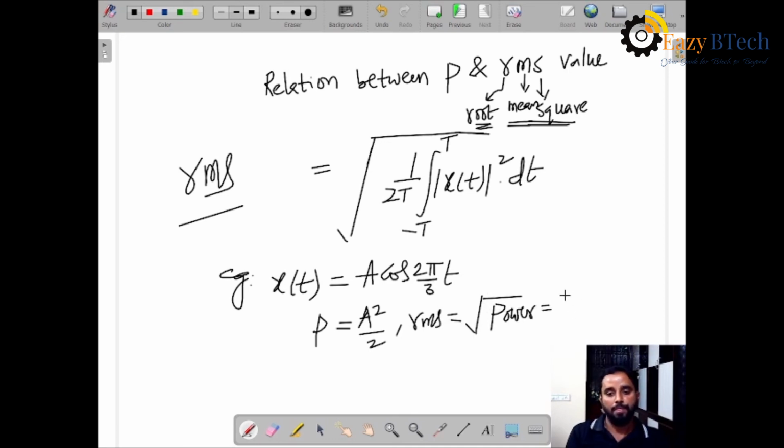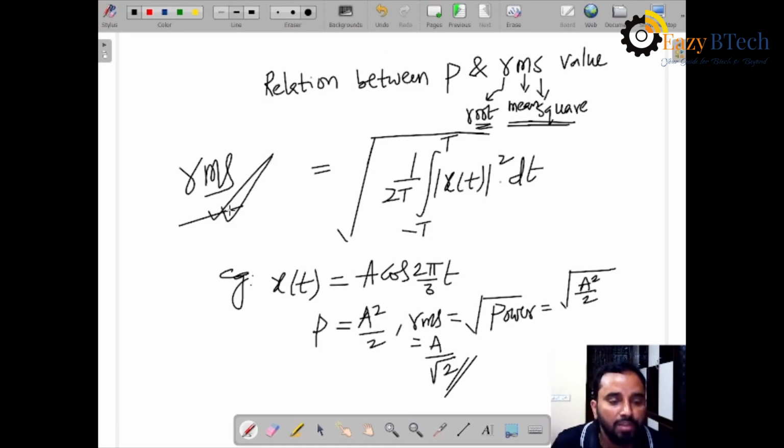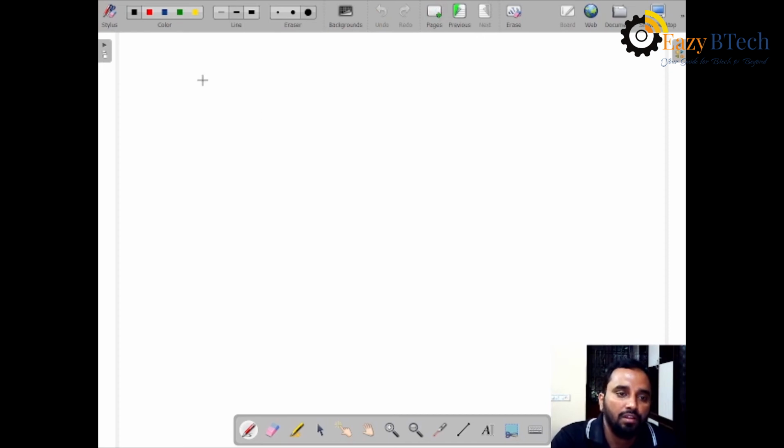This will become, what it will become? Root a square by 2. So square and root we can write as RMS value is equal to a by root 2. So if you know power calculation, we can do RMS value also. Root mean square value also we can do. Next we are going to see another classification.